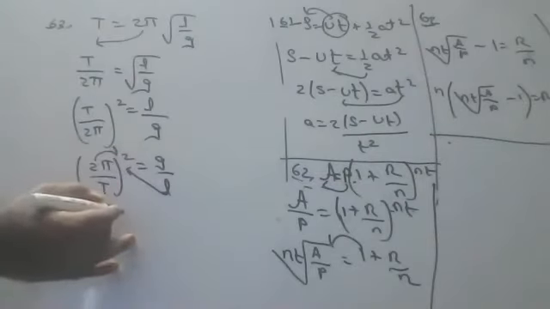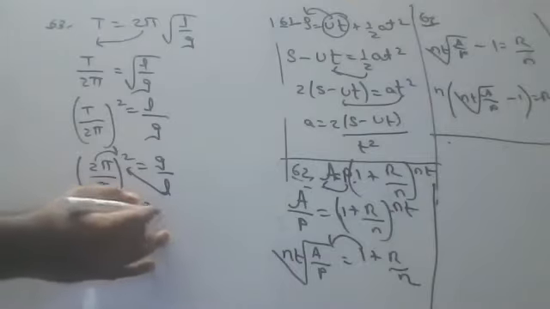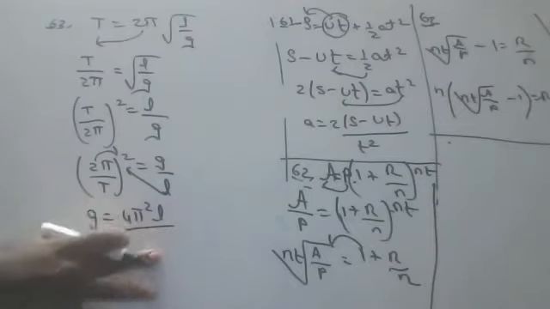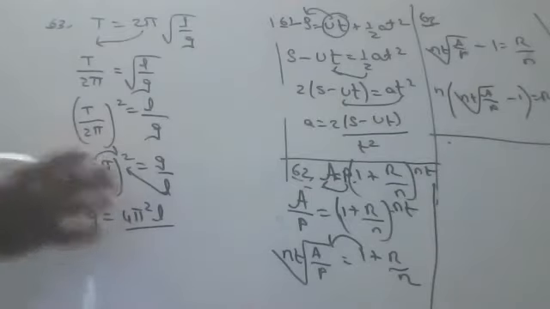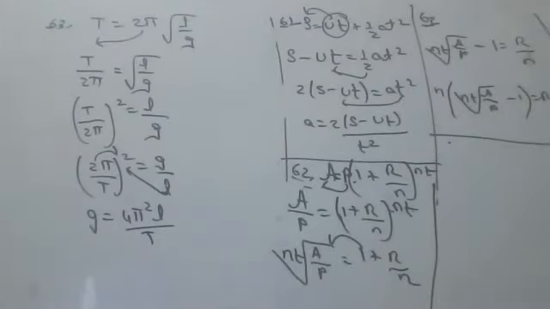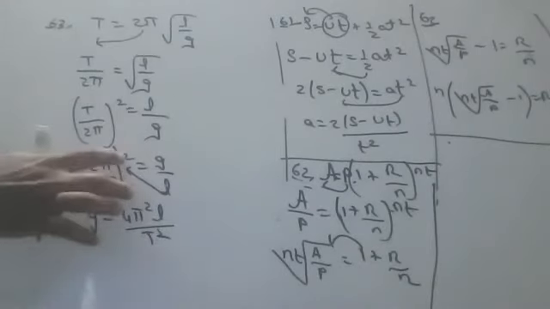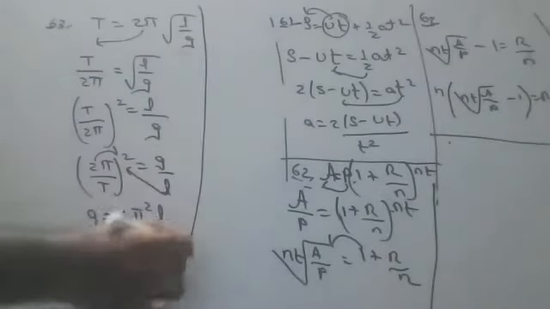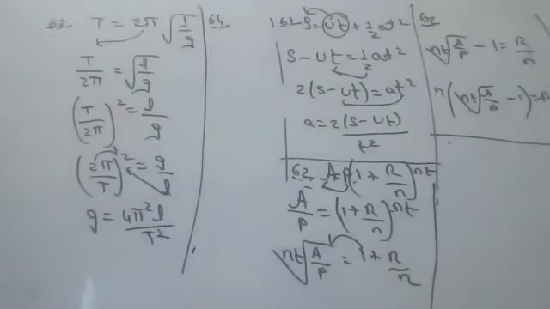Nana, mute your audio. Very good, fantastic, Nana. 4 pi square L by G is the answer. G only, no? Sorry. 4 pi square L by T is the answer. That's all. Fantastic. So T square, sir. T square, yeah, T square. 4 pi square L by T square. Very good. Like that.